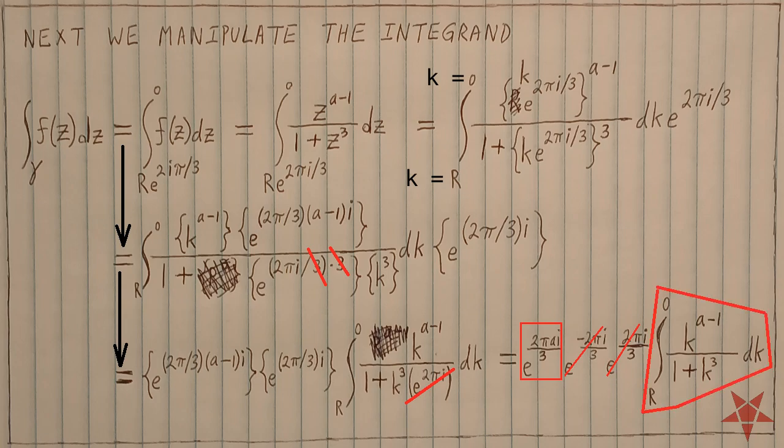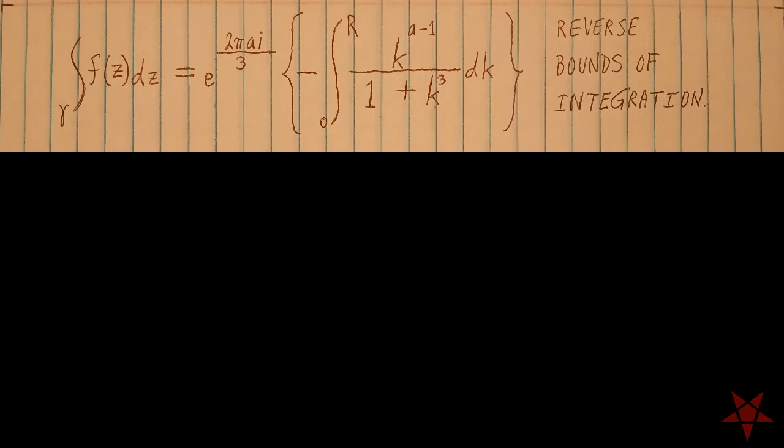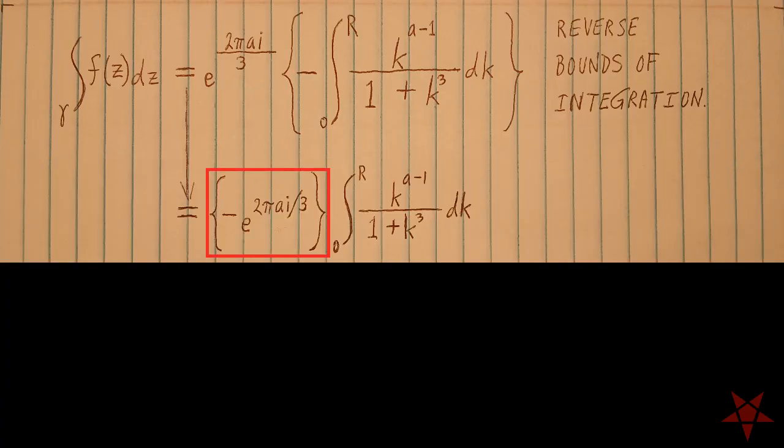It now falls to us to solve the integral of k to the power of a minus 1, quantity divided by 1 plus k cubed, dk, from capital R to 0. Reversing the bounds of integration makes the integral a little easier to work with, at least for me, and we factor out a minus sign before combining it with e to the power of 2 pi ai over 3 in front of the integral. So what happens as the value of capital R approaches infinity?